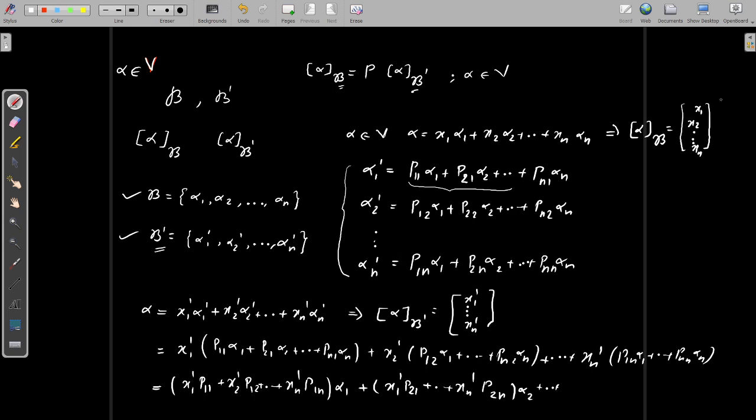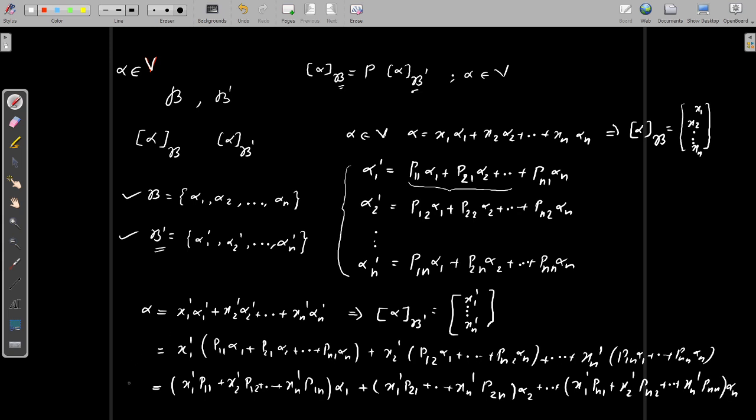What will be the last one? The last coefficient, the coefficient of alpha n, must be x1 prime pn1 plus x2 prime pn2 plus etc. xn prime pnn. This will be the coefficient of alpha n.